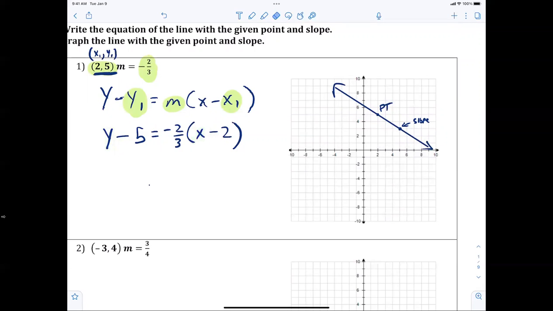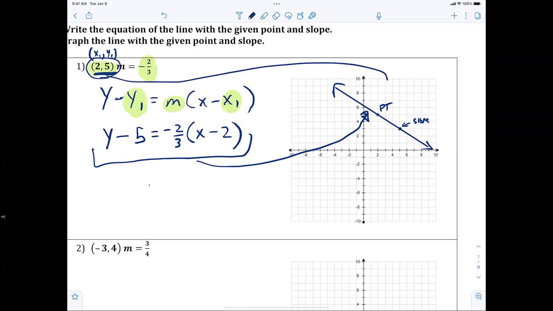This is the equation. This is the equation of that line. This is a point that's on the line. This is a slope that's on the line. What is your question? Never mind. There's really nothing to it. Nothing to it at all.